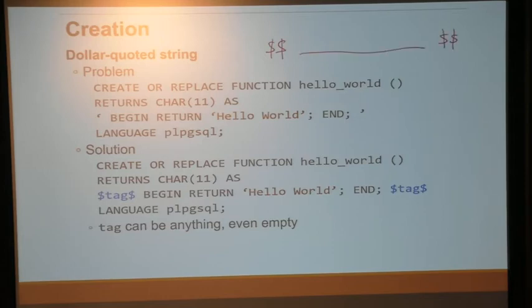Now if within this function, you create another function, it's safe. Because you can have a different tag to indicate that this is part of the inner function. So that's a family of quotes.